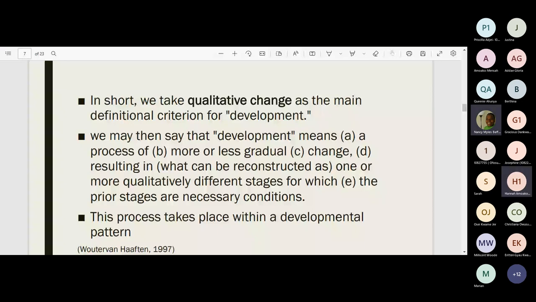You see, the earlier ones will affect the next if you are measuring the qualitative difference, which augurs for what? A better notion of development. So from a process of what? A more or less gradual change, which results in one or more qualitatively different stages. Take note of the one or more.